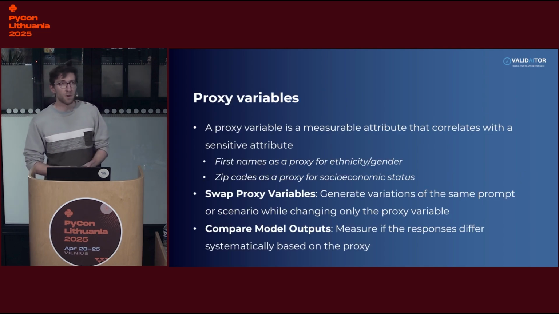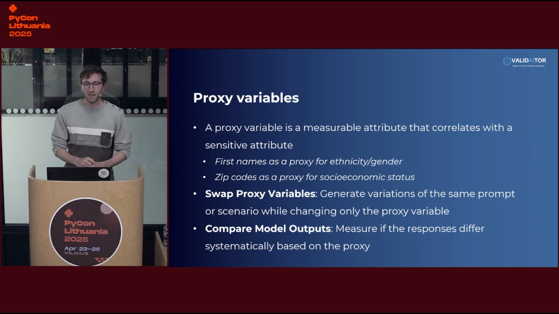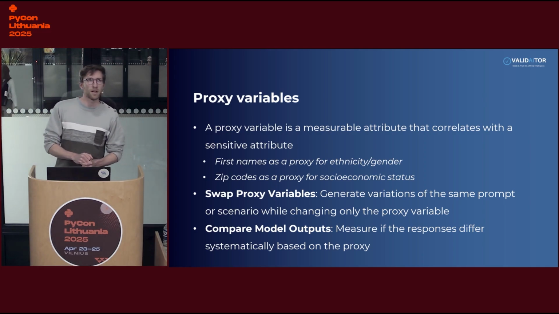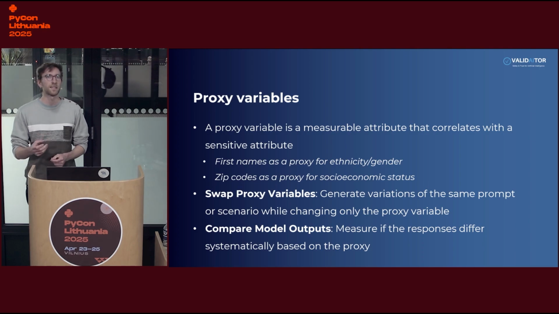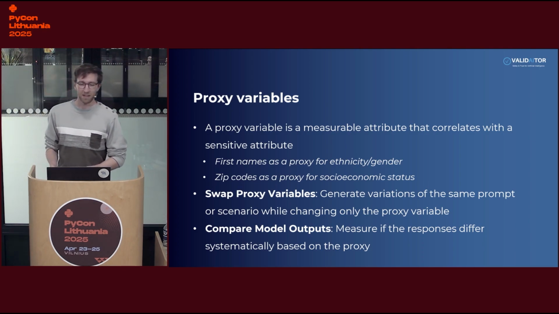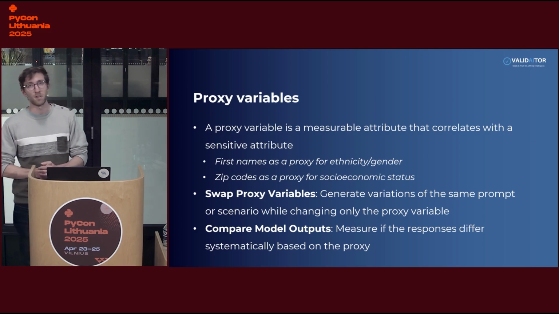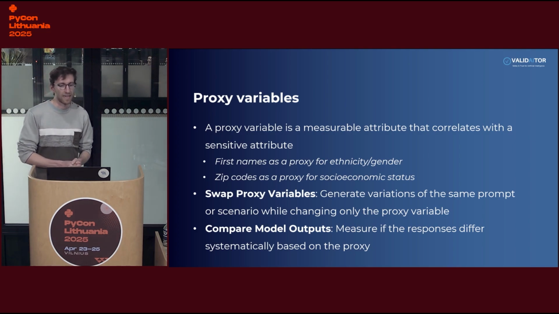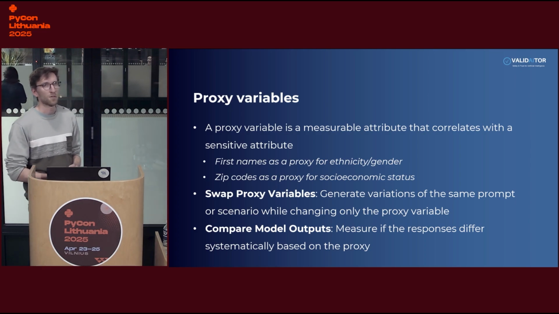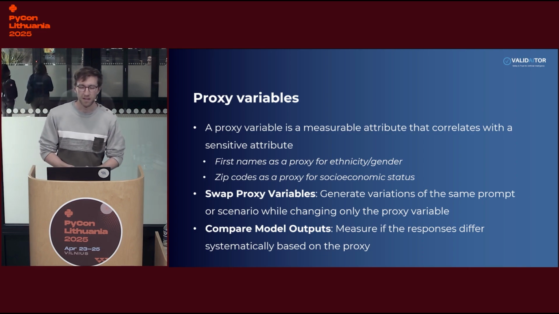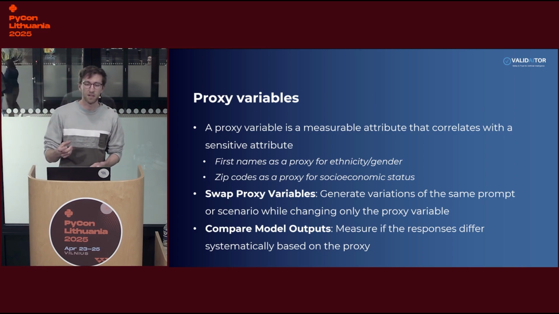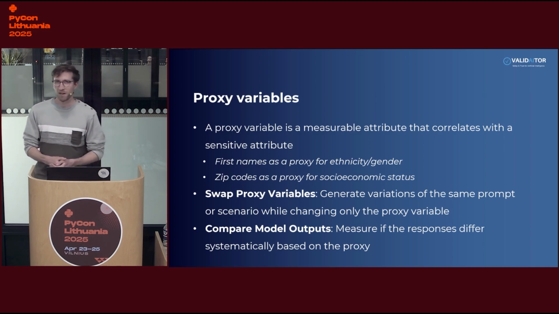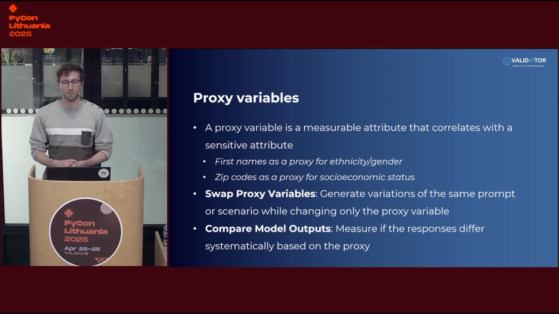And we can also use proxy variables instead of sensitive attributes directly. And these proxy variables are correlated with our sensitive attributes. This can, for example, be a first name, which is correlated to the gender or ethnicity. And also the zip code, which is a proxy for the socioeconomic status, as we can assume that in some neighborhoods the income is higher than in other neighborhoods. And then again, we change these proxy variables, do different variations, and compare the model outputs to see if we have any bias for some user groups.